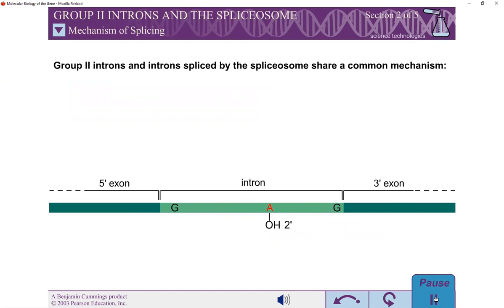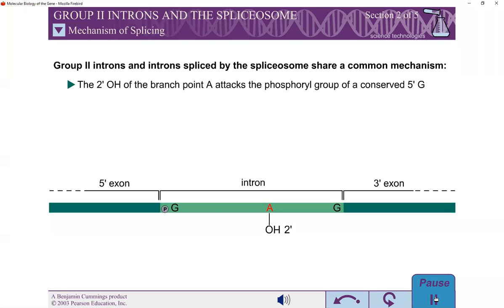In the first of two reactions, the 2' hydroxyl of the conserved branch point adenine acts as a nucleophile and attacks the phosphoryl group of the conserved guanine in the 5' splice site. You can look here. There is the first transesterification reaction in which the branch point adenine hydroxy group reacts with the guanine residue at the 5' splice site, forming a first lariat-like structure.